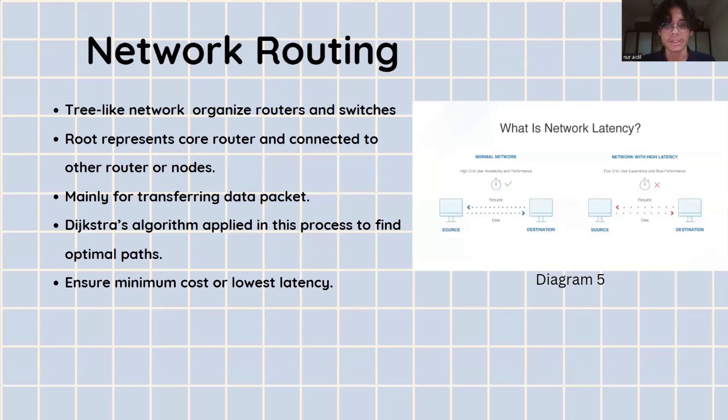Lastly, network routing. For network routing, a tree-like network organizes the routers and switches. The root will represent the core router or source, and it will be connected to other routers which are nodes. The tree structure is very crucial in this routing as it helps transfer data packets with lowest latency and minimum cost. This can be achieved with the help of Dijkstra's algorithm to find the optimal pathing. Without tree structure, the data transferring would be affected negatively and latency would be so high that it's not client-friendly anymore.